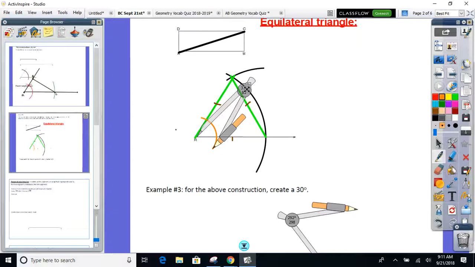How many points of intersection do you have? 2. Put your compass point on one of those points of intersection. And what you're going to do is, be careful here, you're going to make another mark above the first one. It doesn't need to be huge, above the first one.